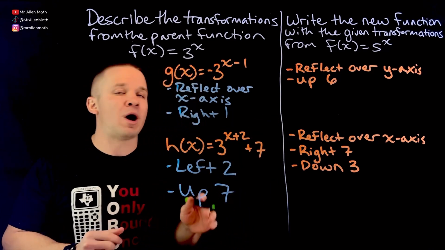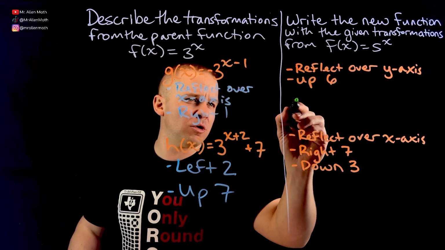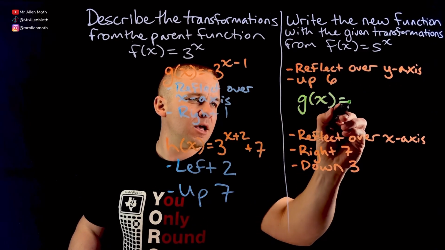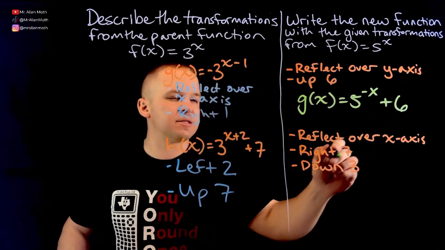So if we want to reflect over the y-axis, that's a horizontal reflection. My negative should occur in the function. We'll call this one g of x. So it'll be 5 to the negative x, and then up 6 will be plus 6 on the outside.